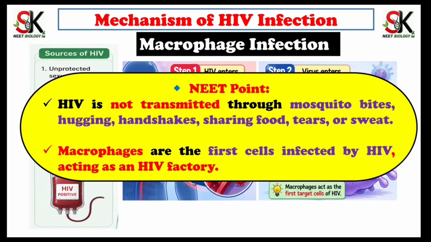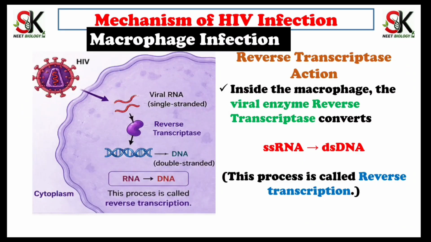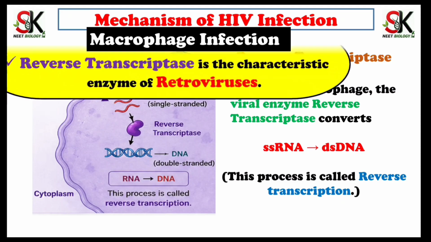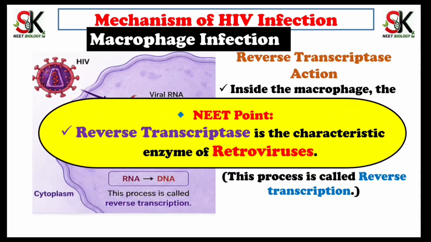Macrophages are the first cells infected by HIV, acting as a HIV factory. The next step is reverse transcriptase action. Inside the macrophage, the viral enzyme reverse transcriptase converts the viral single-stranded RNA into double-stranded DNA. I repeat, it converts single-stranded RNA into double-stranded DNA. This process is called reverse transcription. Neat point, reverse transcriptase is the characteristic enzyme of retroviruses.